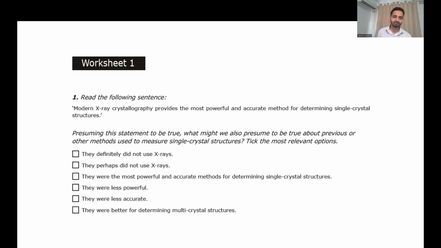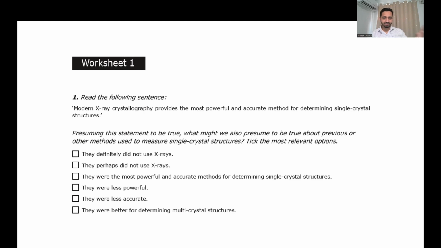The first one says they definitely did not use X-ray. Now, modern X-ray crystallography uses X-ray, and it didn't use X-ray in the past. So that could be my correct answer, and I'm going to tick that. The next option says they perhaps did not use X-ray. Well, I think they didn't use X-ray, but it's definitely that they didn't use X-ray, so I'm going to stick with my first option. The second option cannot be correct. Either the first or second could be correct, but I'm sticking with my first option because they did not use X-ray in the past.